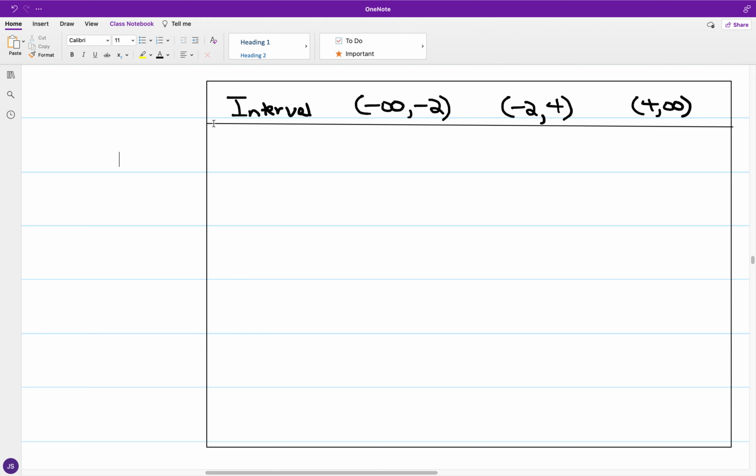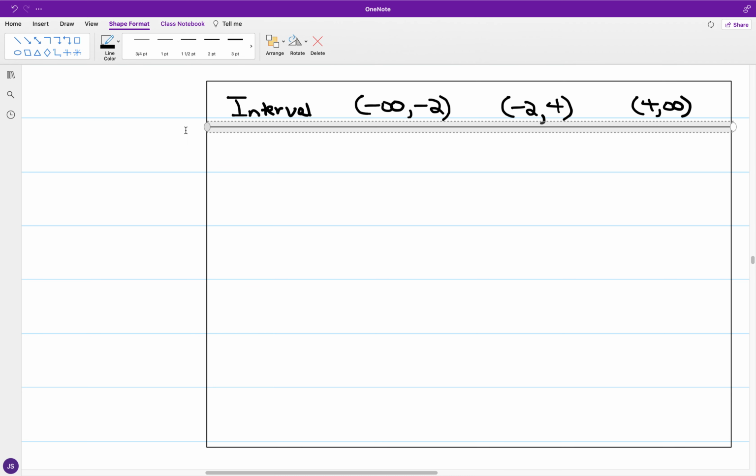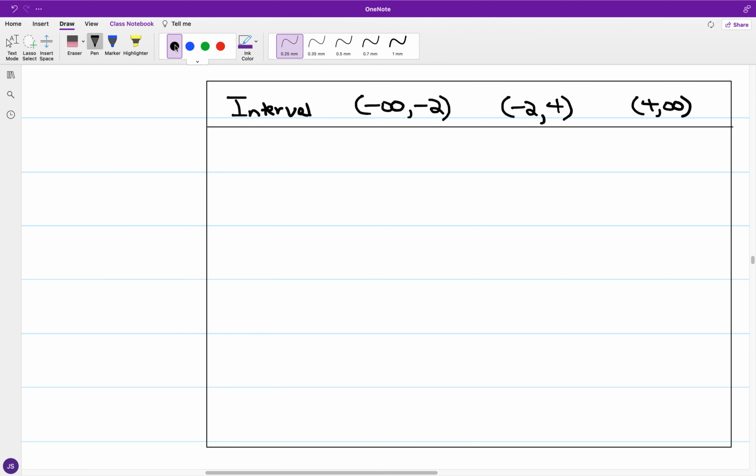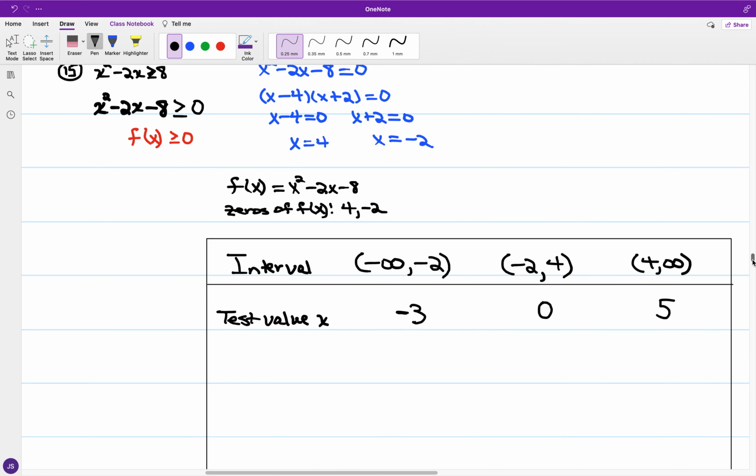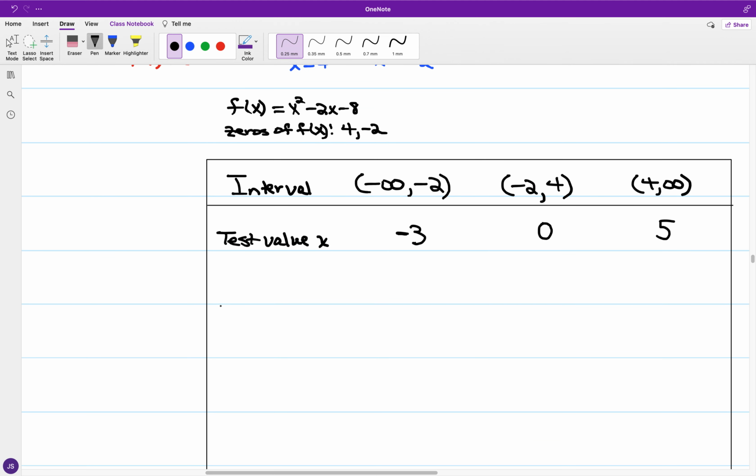Looking at establishing test values for the input in accordance with the set of numbers for each interval above. First of all, anything less than negative 2, negative 3 is such a value. Between negative 2 and 4, we can once again go with 0. And anything greater than 4, we can select the number 5. And we have f of x as x squared minus 2x minus 8.